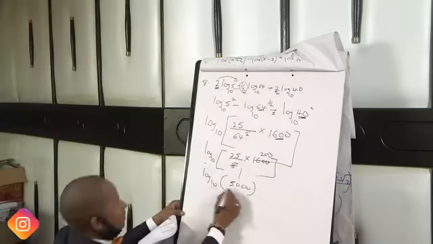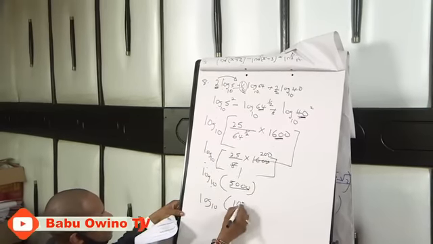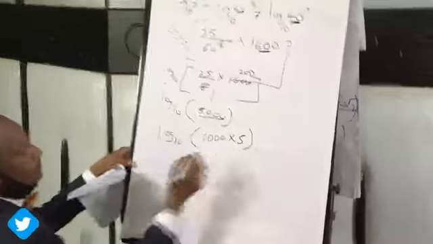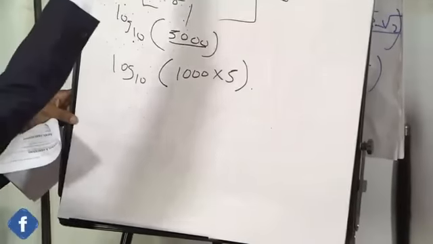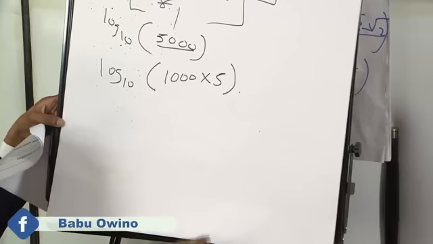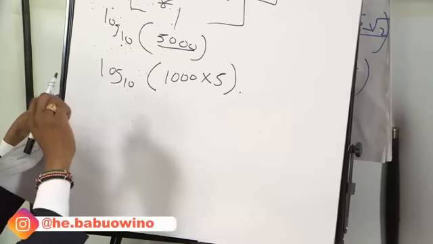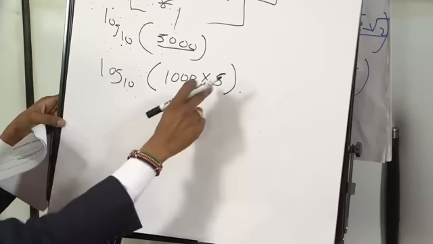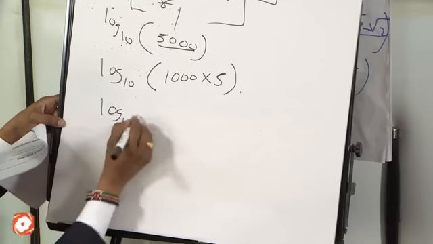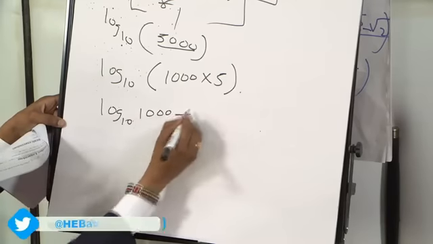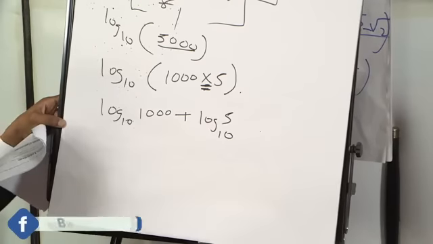You can see that log to base 10 of 5000 can be written as 1000 times 5. When you split this, it's like you are going back to the initial relationship that we had. I told you when you see minus, you divide. When you see plus, you multiply. So when you see multiplication, you add. So you can equally write this as log 1000 to base 10 plus log 5 to base 10.